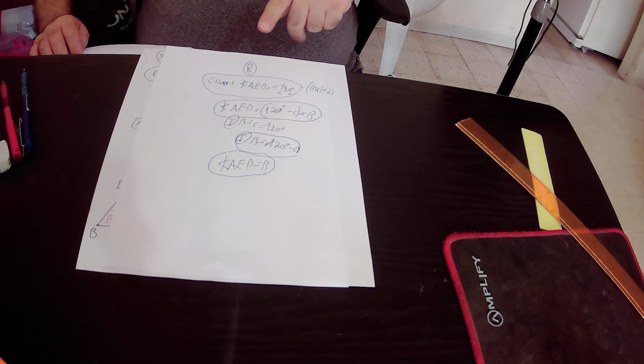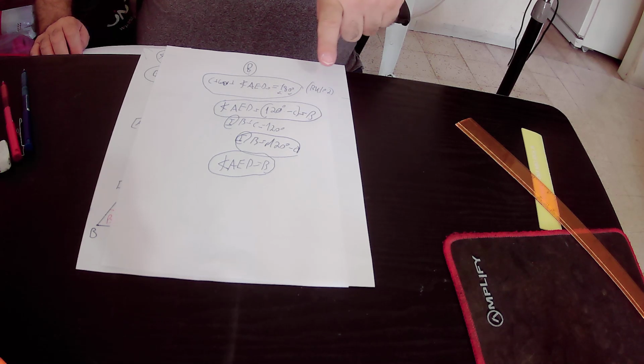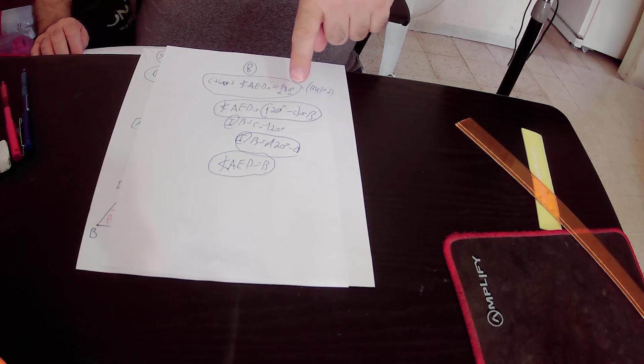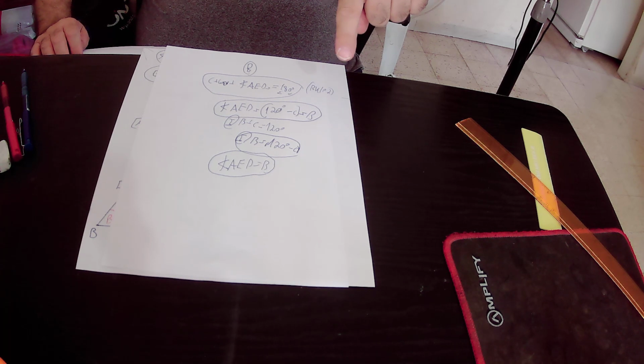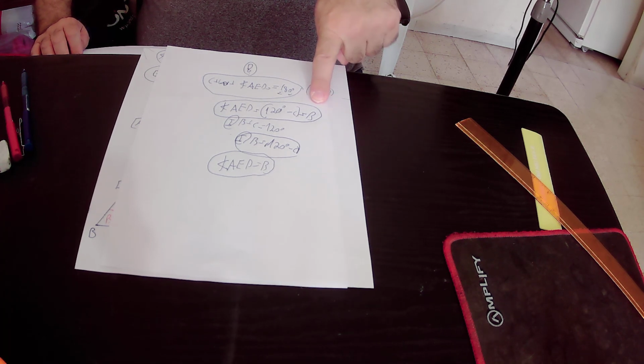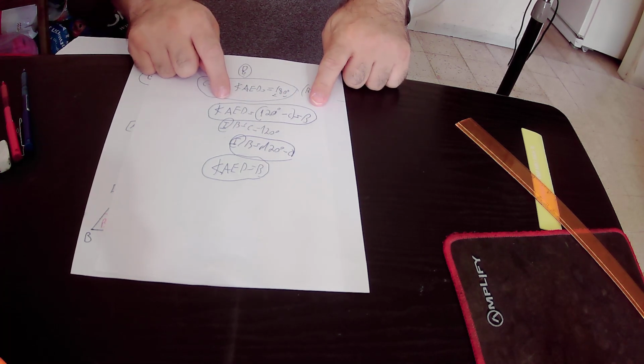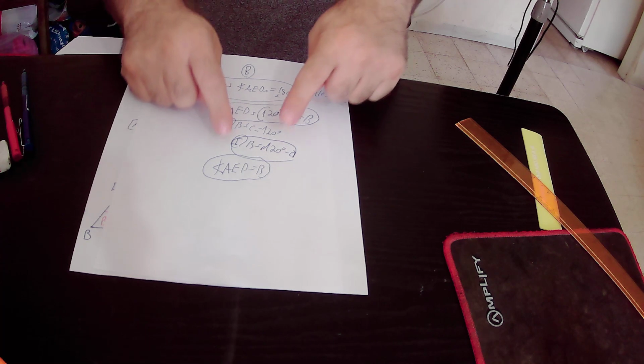We subtracted C and 60 degrees from this equality and we got that angle AED equals 120 degrees minus C, and we know that B plus C equals 120 degrees, so B equals 120 degrees minus C. So we can write here that 120 degrees minus C equals B according to equation number 1. From this equality we derived that angle AED equals B.